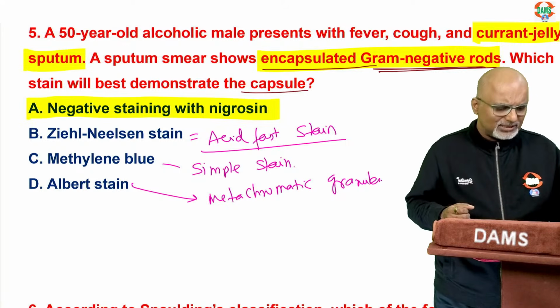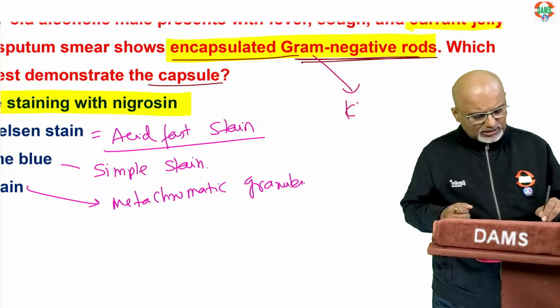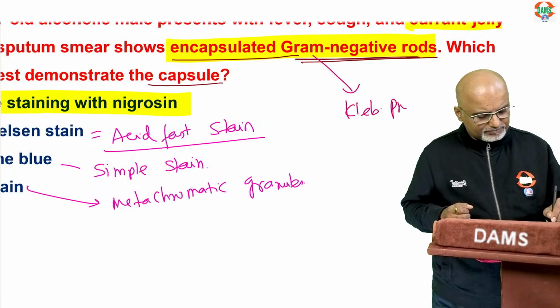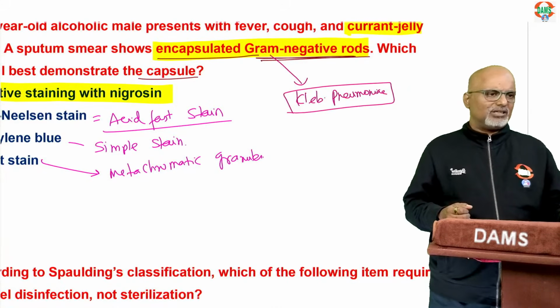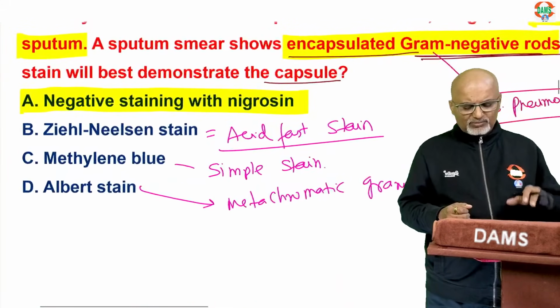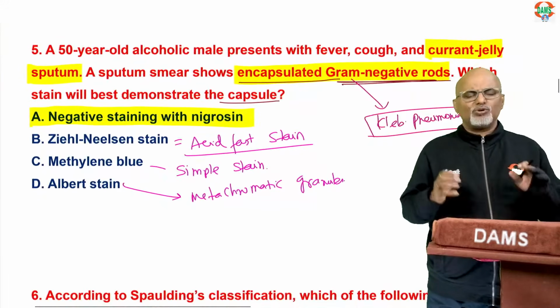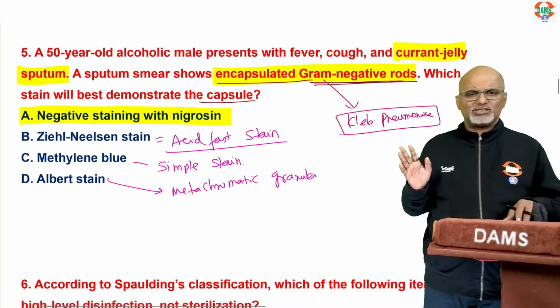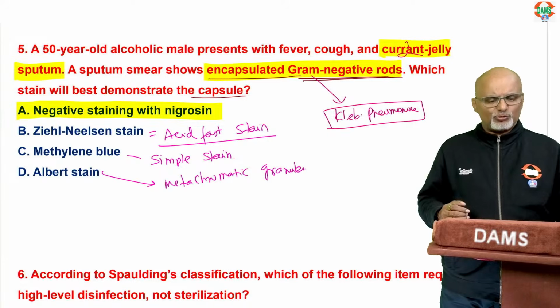Klebsiella, no? Yes, it is Klebsiella pneumoniae. Organism, first you identify the organism. Klebsiella pneumoniae, which is a capsulated pathogen. Demonstration of capsule is by negative staining with nigrosin. Even though you don't know how to come to a conclusion, sometimes in the exam tension you forget currant jelly. You are not able to identify Klebsiella pneumoniae. Don't worry.